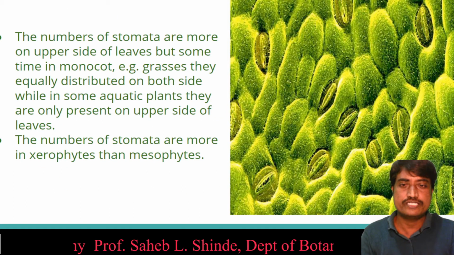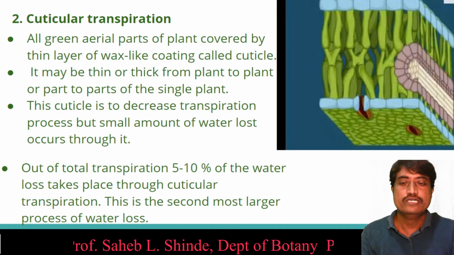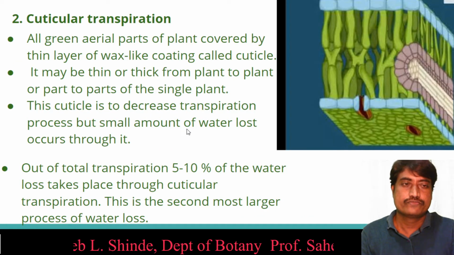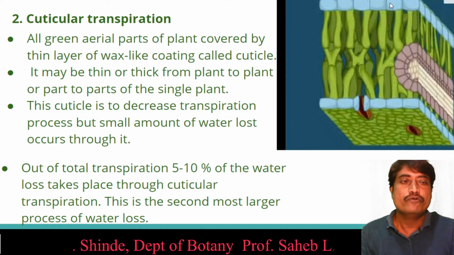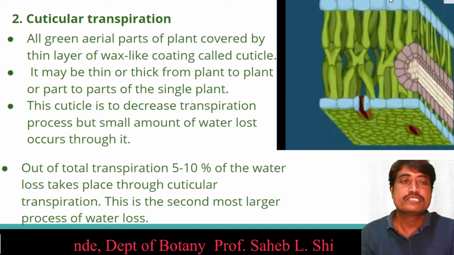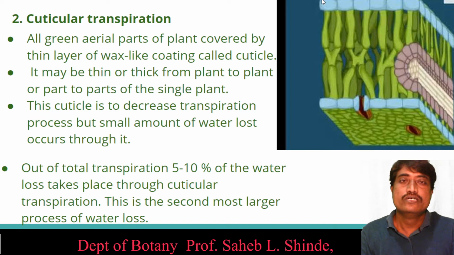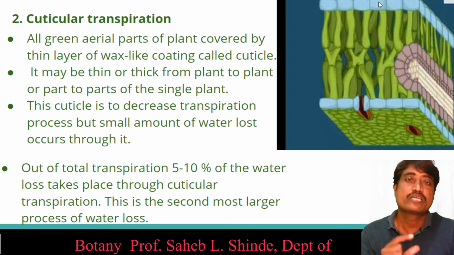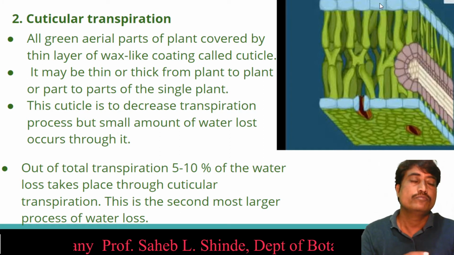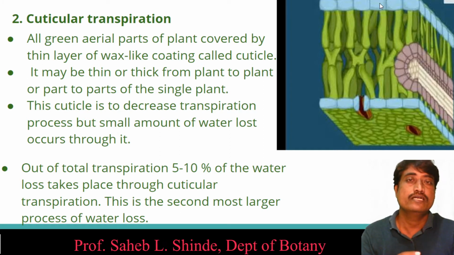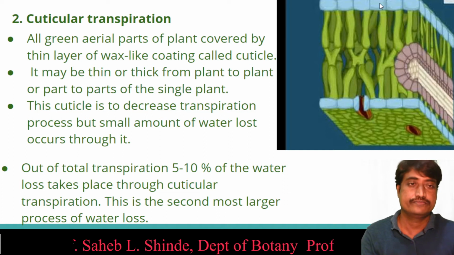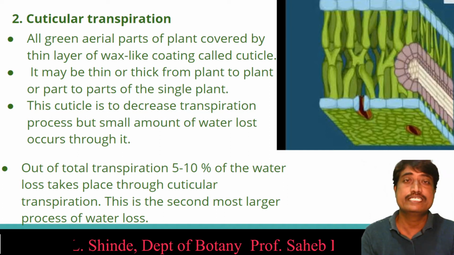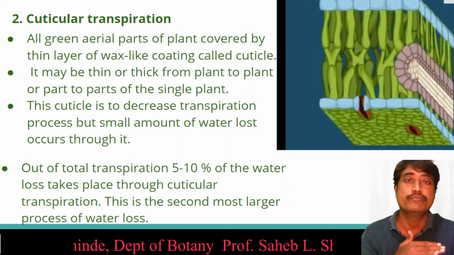The second transpiration process is cuticular transpiration. Cuticle is a waxy layer present on the green part of the plant. The thickness of that cuticle varies from part to part of a single plant and from plant to plant, depending upon the need of that plant. A waxy layer is synthesized on the upper part of the plant.